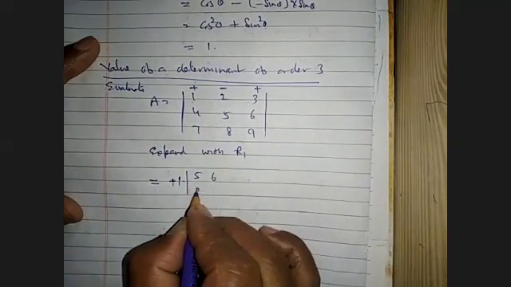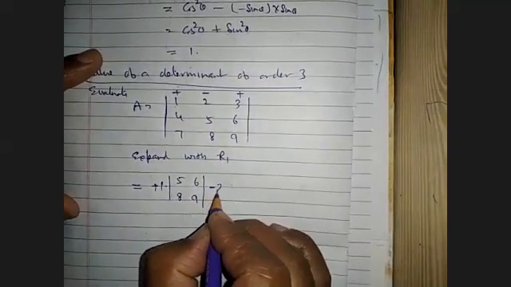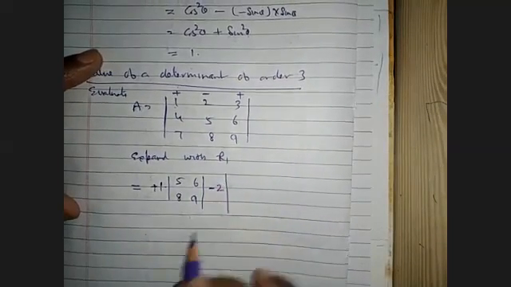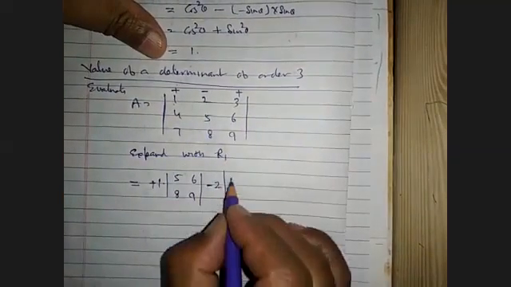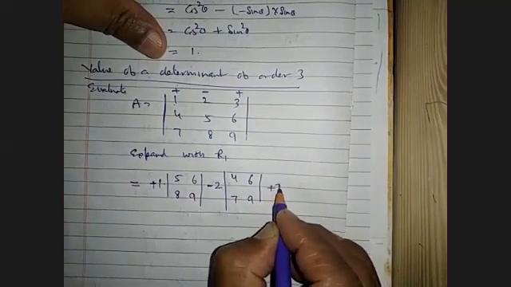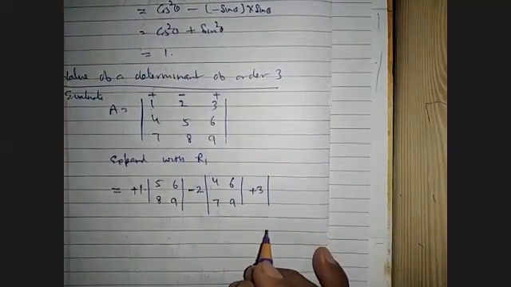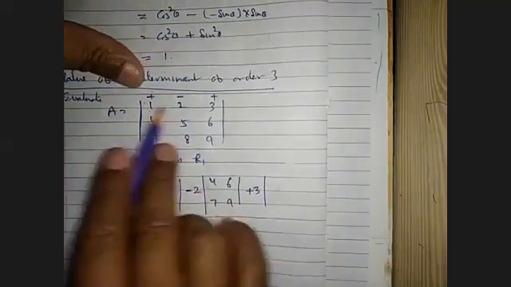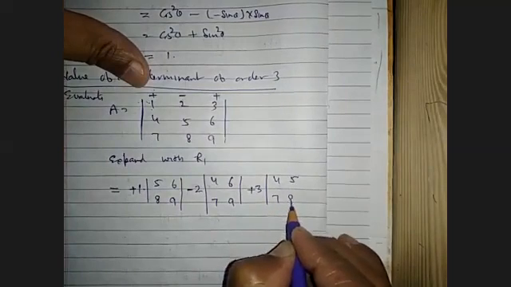We get 5, 6, 8, 9. Then write the second element, but first write its sign, minus 2. This 2 lies in the first row, second column. Delete the first row and second column, and we get 4, 6, 7, 9. Then write plus 3 into the determinant, deleting the first row and third column. What is left is 4, 5, 7 and 8.